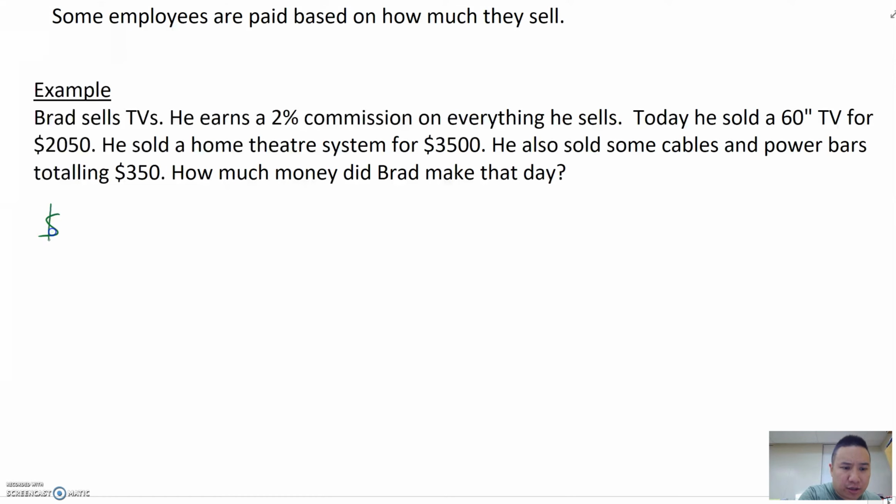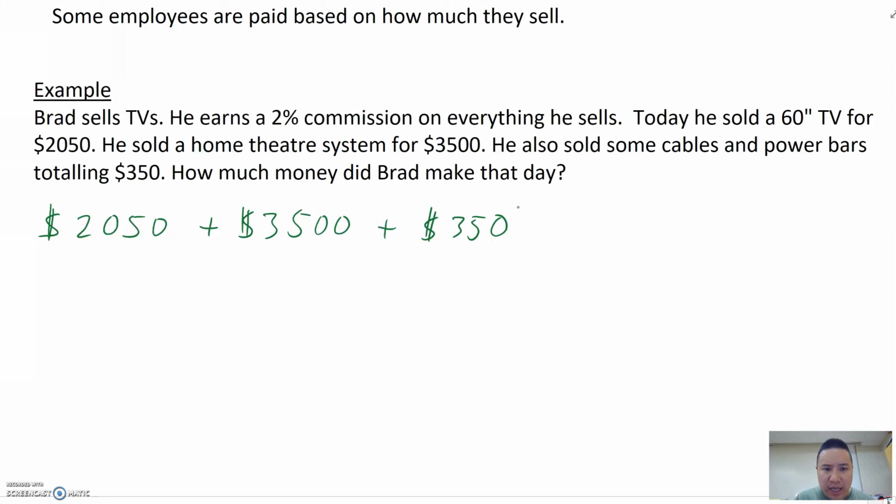We're going to take the $2,050. We're going to add the $3,500, and we're going to add the $350. And all this comes out to $5,900. So that's the total of everything that he sold.